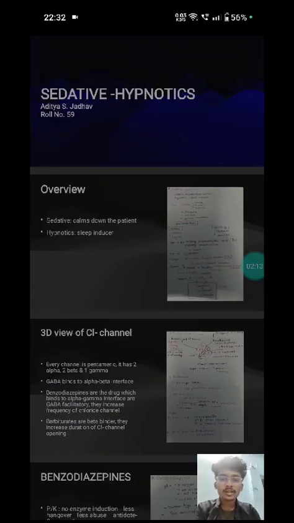Now let's go to the 3D view of the chloride channel. Every chloride channel is a pentamer. It has 2 alpha, 2 beta and 1 gamma subunits. GABA binds to the alpha beta interface. Benzodiazepines are the drugs which bind to the alpha gamma interface and are GABA facilitatory. How are they GABA facilitatory? They increase the frequency of chloride channel opening.